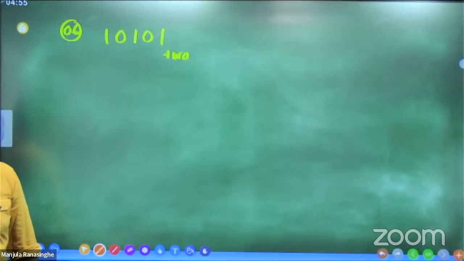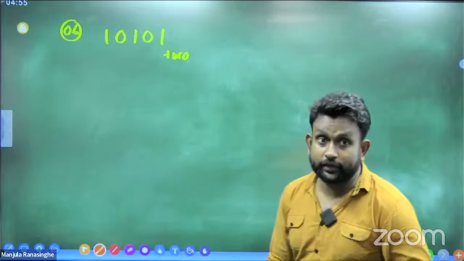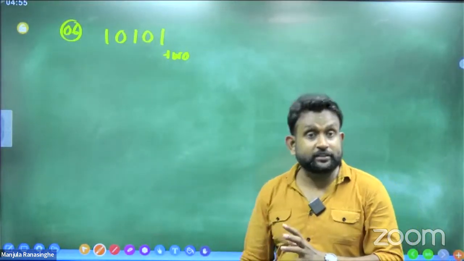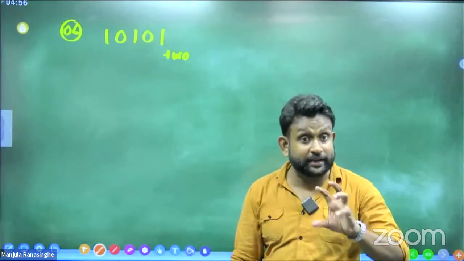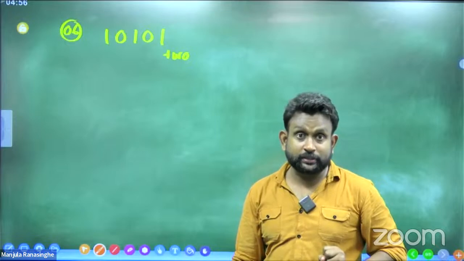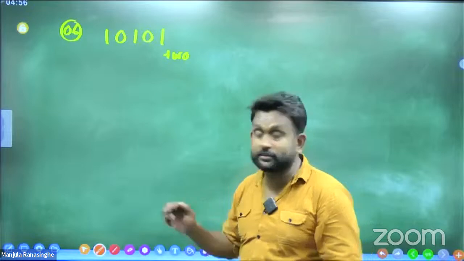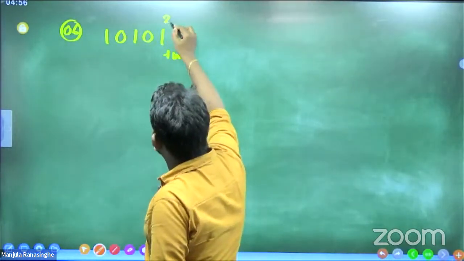Everyone see here. We give the place value of each digit. In decimal numbers, the place values run like 1, 10, 100, 1000 as powers of 10. Here they are powers of 2. So what is the last place value? The place value is 2 to the power 0.